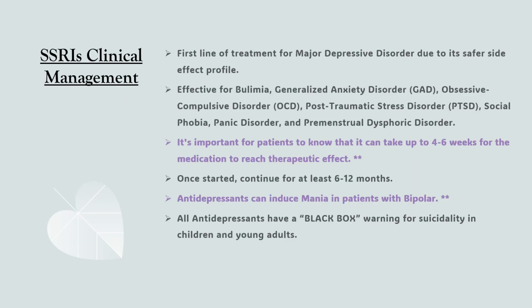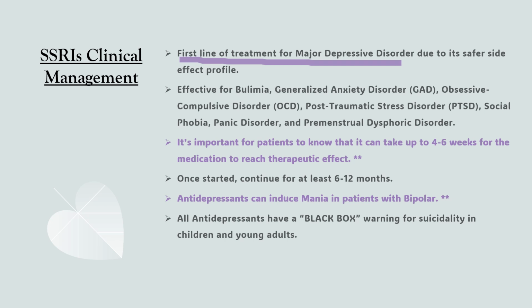SSRIs clinical management: they are first-line treatment for major depressive disorder. Why are they the first line in comparison to the other classes of antidepressants? It's because they have a safer side effect profile. So, what do SSRIs treat? Well, they are effective in a wide range of diagnoses, including bulimia, generalized anxiety disorder, obsessive compulsive disorder, post-traumatic stress disorder, social phobia, panic disorder, and premenstrual dysphoric disorder.